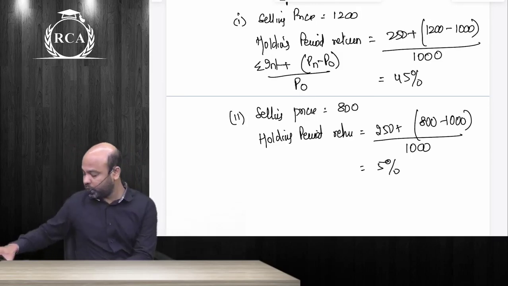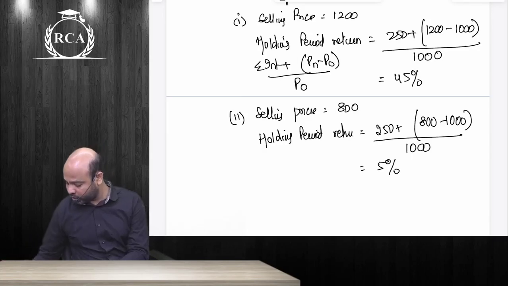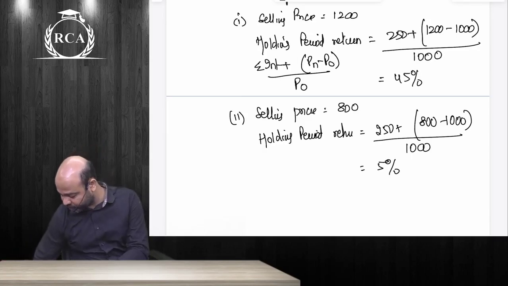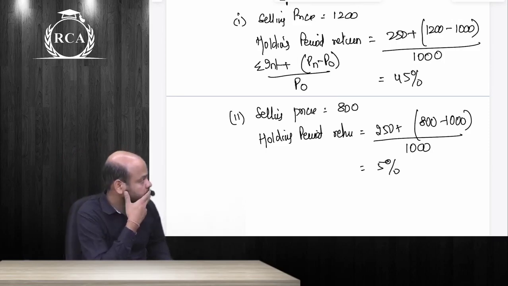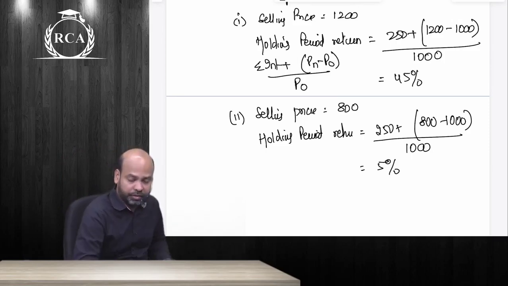They do not normally ask holding period return as a part of bond valuation, guys. We will see that in the mutual funds chapter. 45% and 5%. Clear, kids?